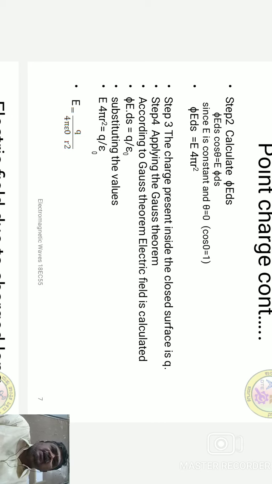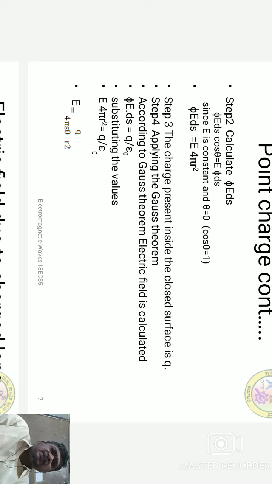Then finally we will substitute for this. So in the second step we need to calculate the closed integral of E ds cos theta. Since the electric field is symmetric, the electric field is constant, so I can take it out. So E into closed integral of ds. So now what is the ds?